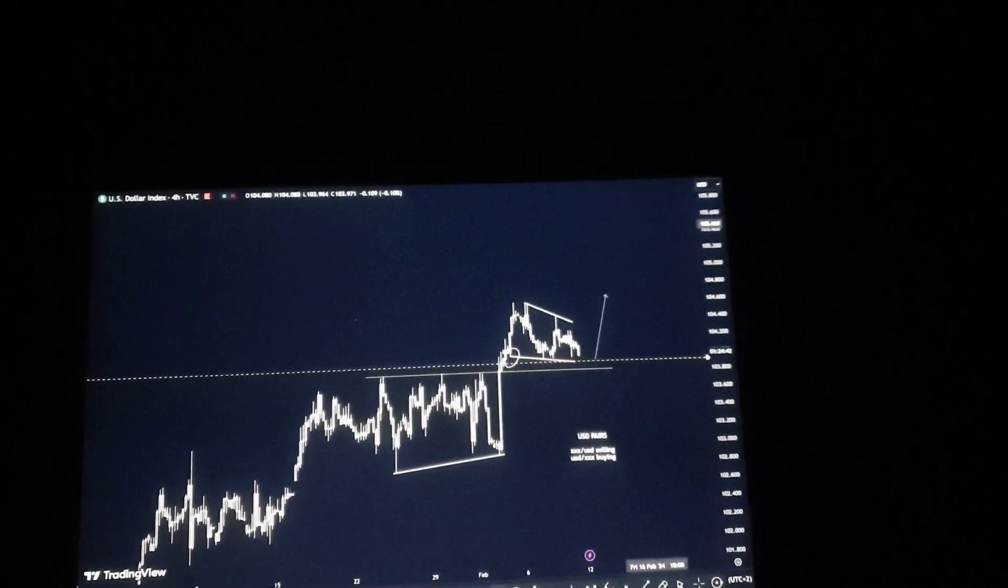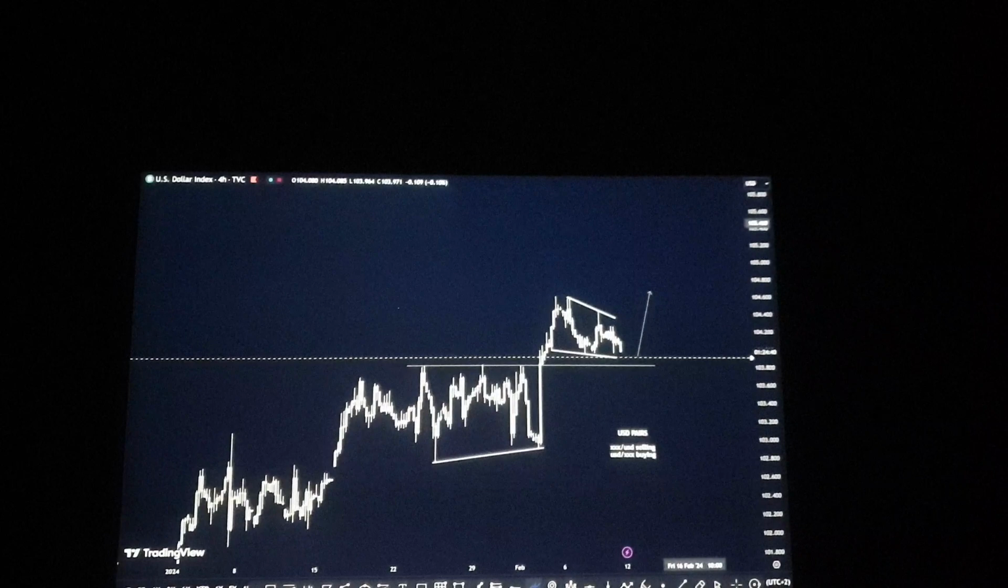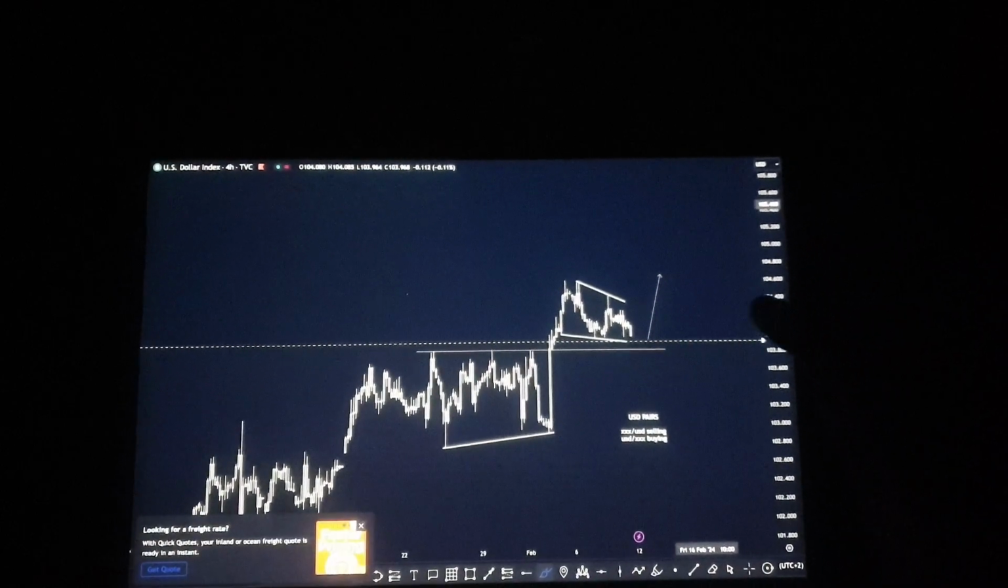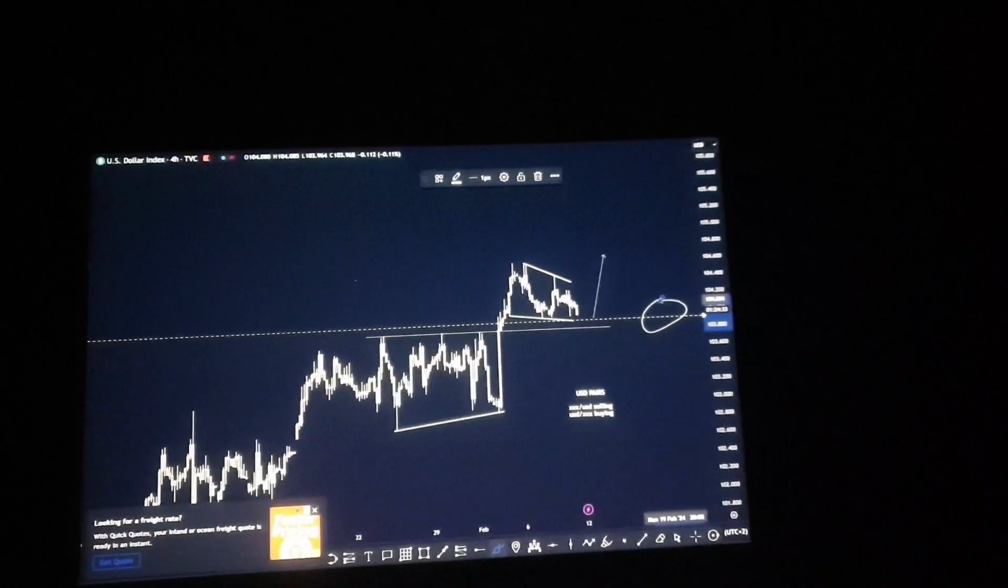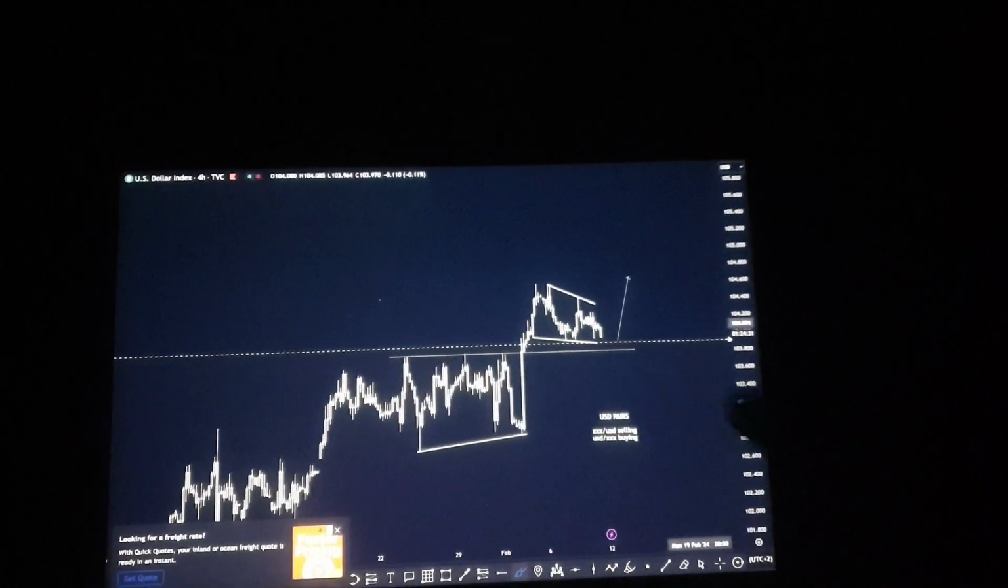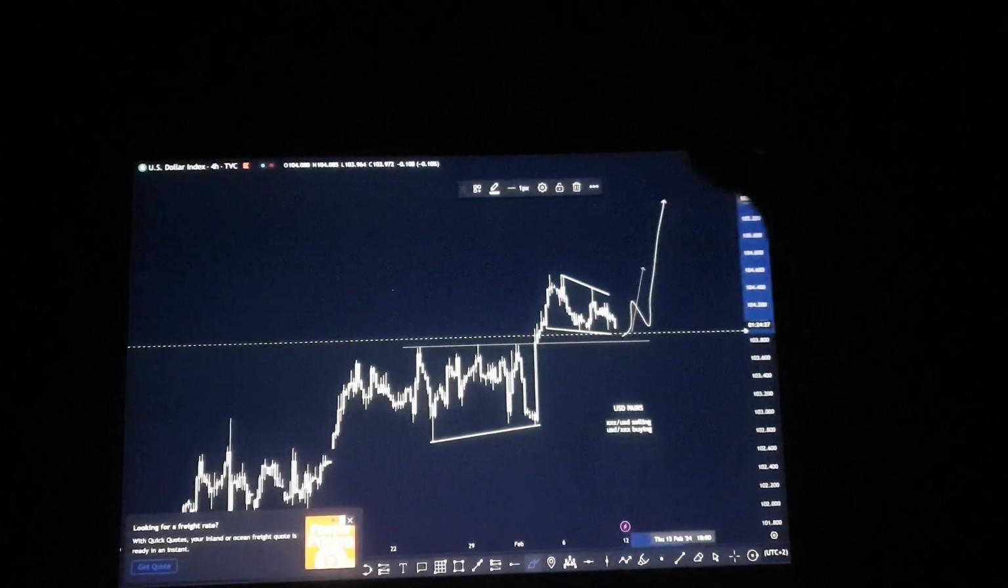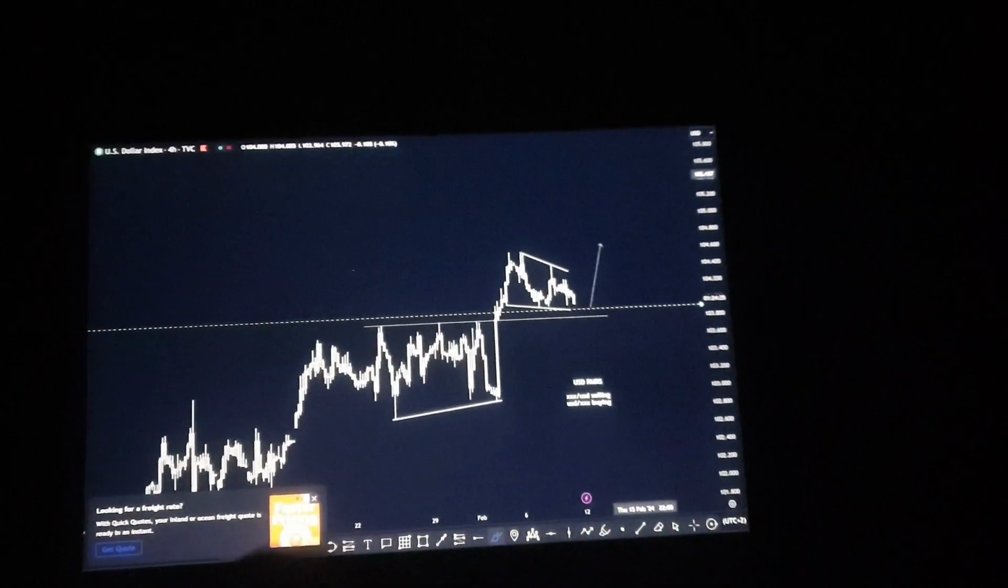So we will see during the week what happens, but right now I'm currently waiting for my order, my alert to be triggered as well. I'll be waiting for a push to the upside, a retest on the lower time frames, and a push to the upside.